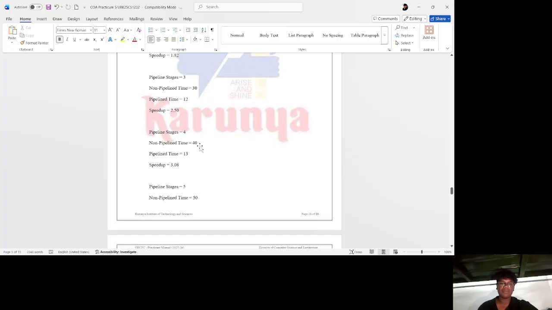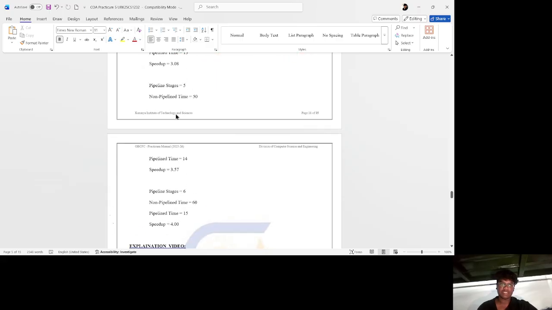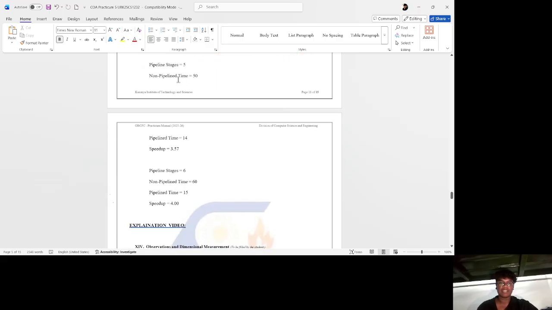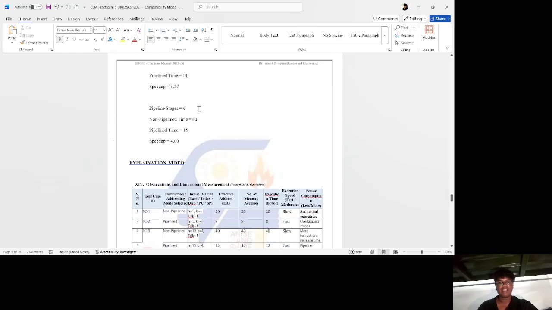Pipeline stage 4 will be 40 and 13. When we divide 40 by 13, we get 3.08. In pipeline stage 5, 50 divided by 14 equals 3.57. And in the last stage, 60 divided by 15 equals 4.00. Thank you.